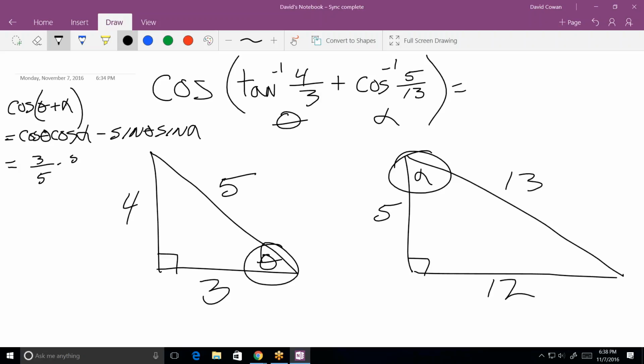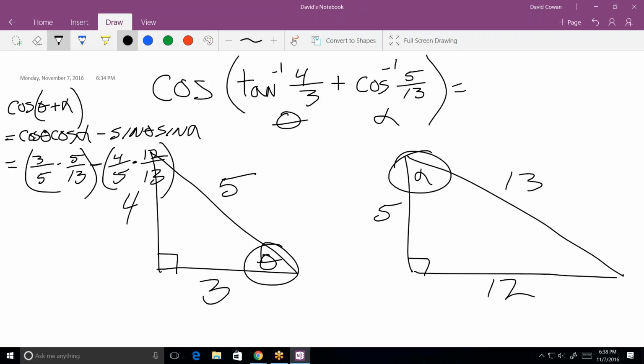5/13. What's the sine of theta? 4/5. And what is the sine of alpha? 12/13. There's your answer.